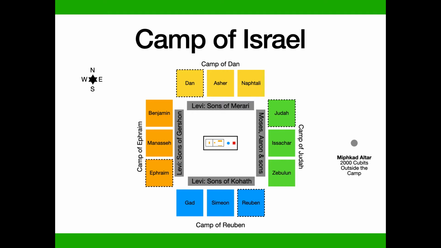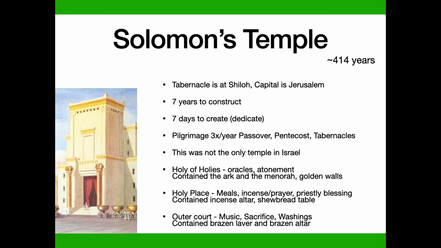All right, so we have the tabernacle. Now we're going to transition to Solomon's temple and how it's significant. So the portable tabernacle, even once they get into the promised land, moves around from city to city a lot, depending on battles and different things that they're doing. So the tabernacle kind of rests at Shiloh, but the capital is in Jerusalem.